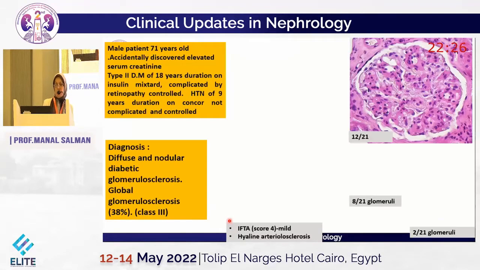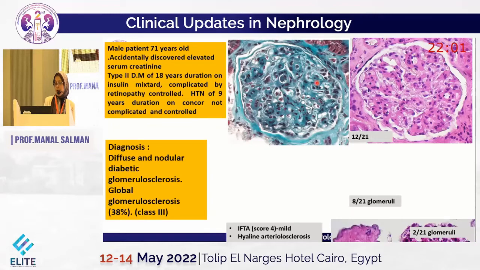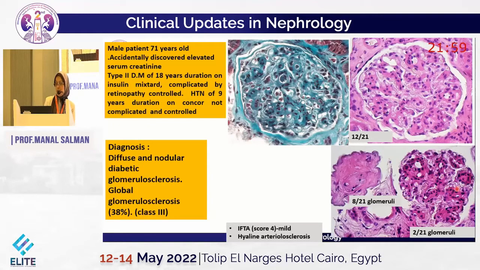The first case was a male patient, 71 years, with diabetes for 18 years, complicated by hypertension that is controlled. By light microscope, there were 21 glomeruli. 12 of them showed just mesangial expansion like that, with mesangial matrix and few mesangial cells. Masson trichrome highlights well the mesangial matrix expansion by this green color, but no nodules are seen yet. Two of the glomeruli showed formation of nodules, so we started to have some nodules.